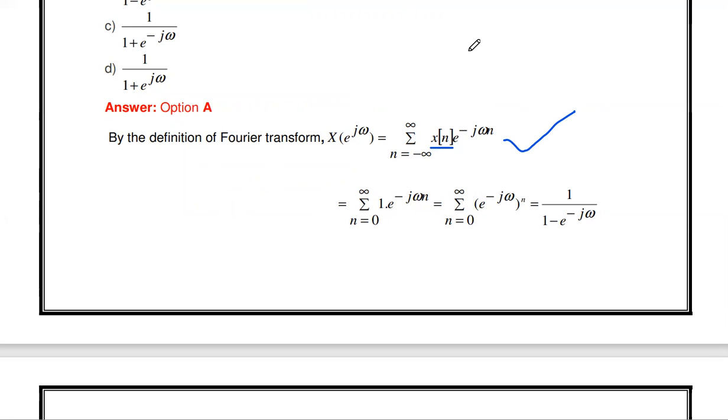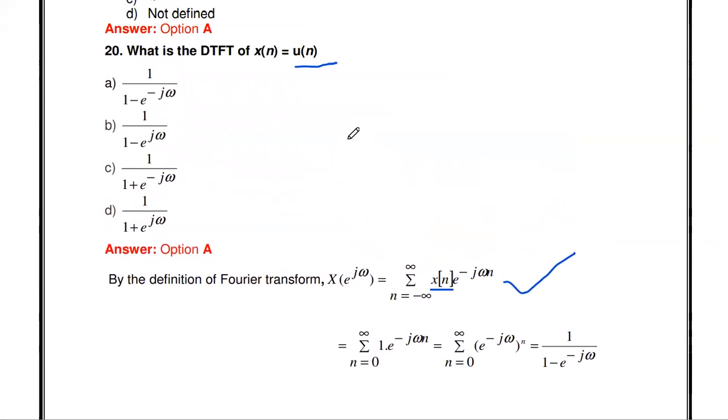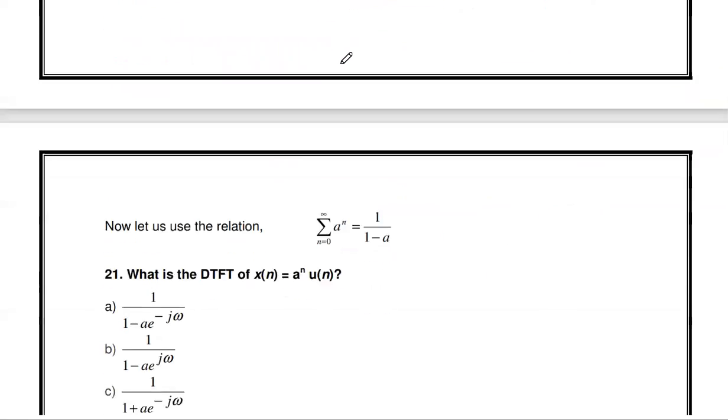Similar to the Z transform problem, in the DTFT problem, in the place of Z there will be an e power j omega term. So if you solve it, we get the answer 1 by 1 minus e power minus j omega. If it is a Z transform, it is 1 by 1 minus Z inverse. So the answer is 1 by 1 minus e power minus j omega. This is the DTFT of u of n. Just remember it.